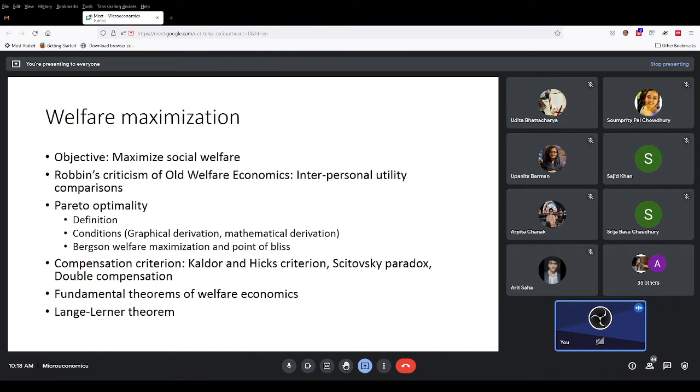So Pareto had offered the concept of Pareto Optimality, in which you can compare different social states without assuming interpersonal utility comparisons. He defined Pareto Optimality and stated some conditions, and we are going to derive the conditions graphically and mathematically. But we will show that Pareto Optimality results in a partial ordering.